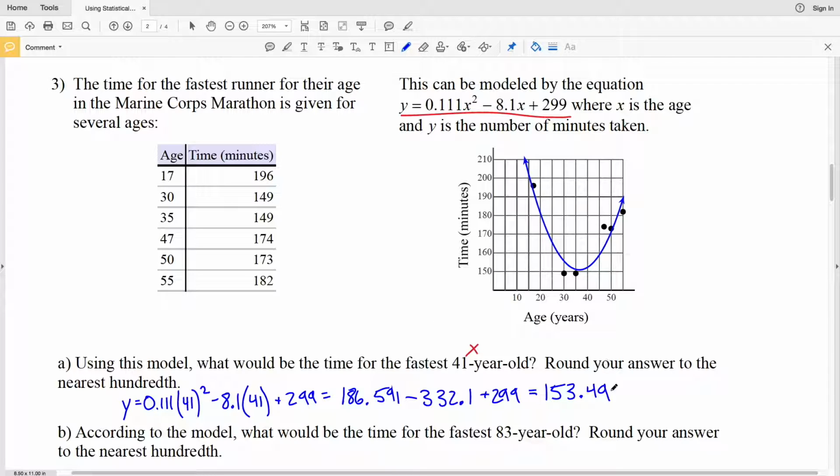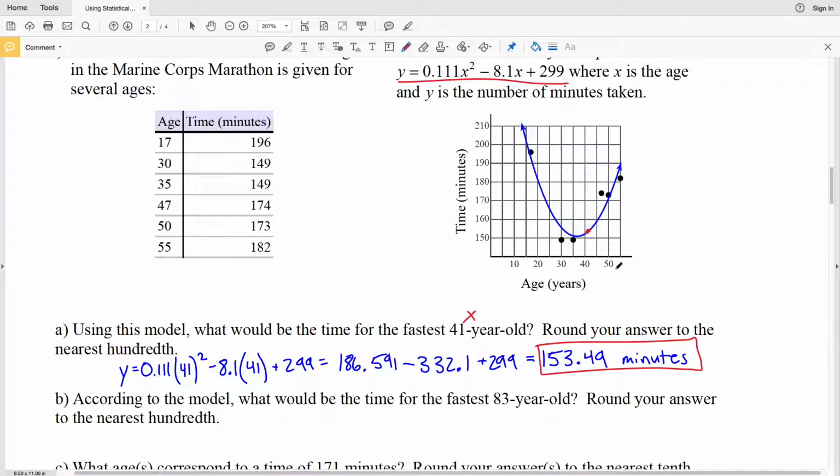And this is the time in minutes, so we cannot forget our label. 153.49 minutes is our solution. So that's the fastest time for a 41-year-old. Looking at our model, if we were to graph 153.49 at 41, you can see that it falls on that quadratic function.